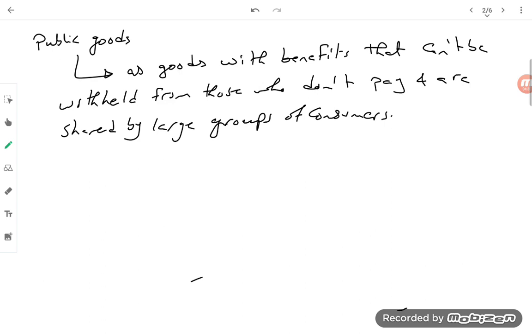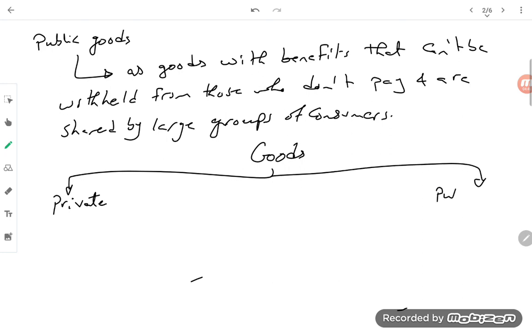So we can divide all goods into private goods and public goods. Private goods are the opposite of public goods, which means that you have to pay in order to get this commodity. Private goods may be associated with positive or negative externalities, or there may be no externalities at all.